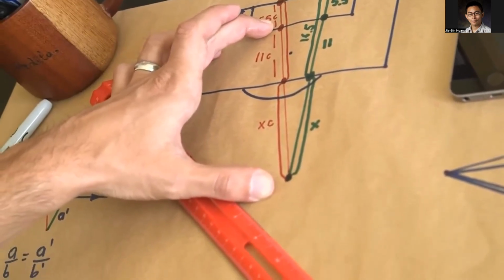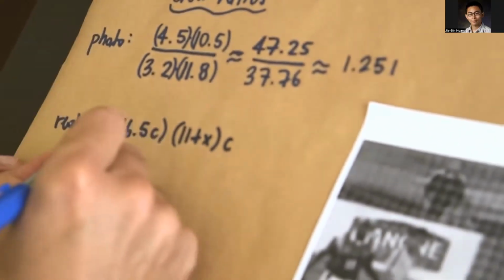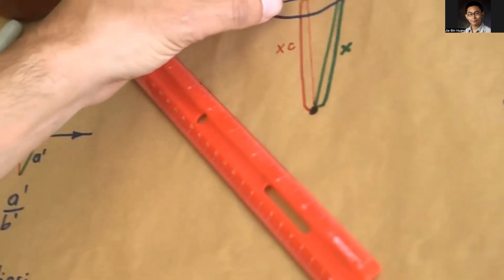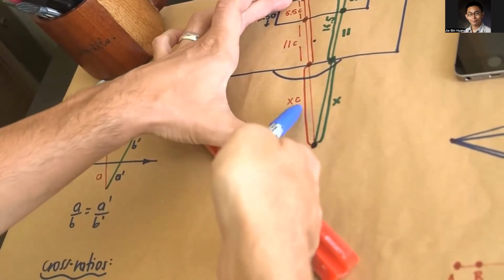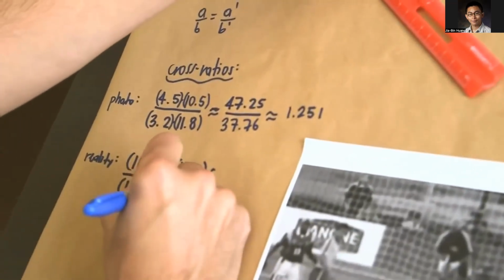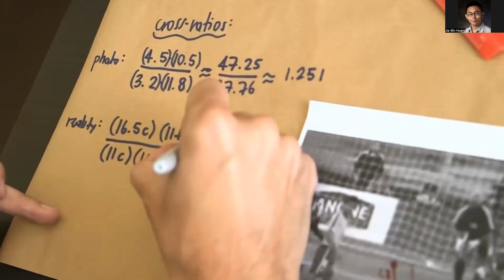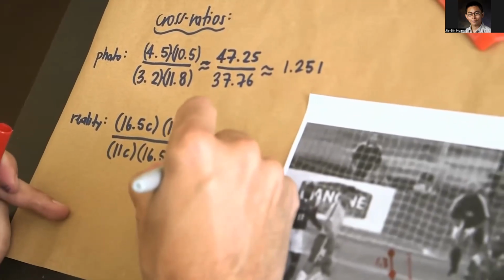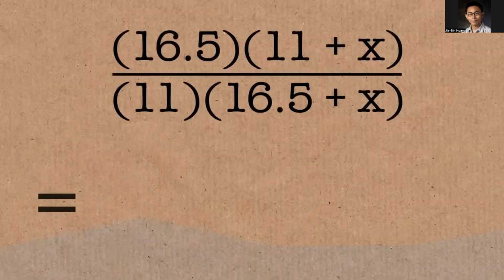Now I'm supposed to compute this distance, 11c plus xc, so I'll factor out the c, and I'll get (11 plus x) times c. And now I'm supposed to divide this by the small distance in the middle, which is 11c, and this big distance, which is 16.5c plus xc. And again, I'll factor out the c. Now, one lovely thing that happens here is that all the c's cancel out, right? This cancels out with this, cancels out with this, and so we just get something in terms of x.